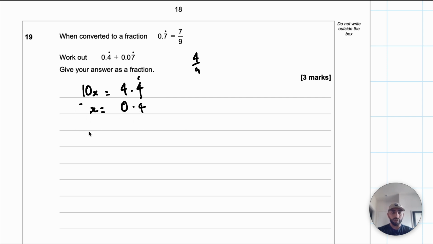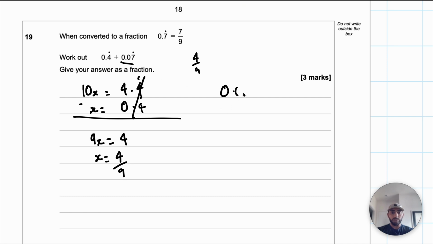I'm going to take these two away from each other, which leaves me with 10x take away x is 9x. These will cancel out, and I've got 4 take away 0, which is 4. Divide both sides by 9, x is equal to 4/9. Or you could just spot that it would be 4/9. So always try to use the information that they've given you to try and help you. Then I would definitely use this piece of information for this part.